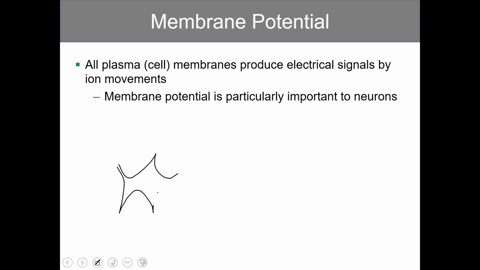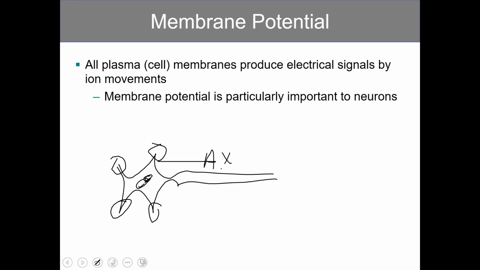If you were to consider an average neuron, you have a cell body, you have dendrites, which are the short extensions off of the cell body, and then we have an axon, which is a longer extension off the cell body, and it tends to end in axon terminals.